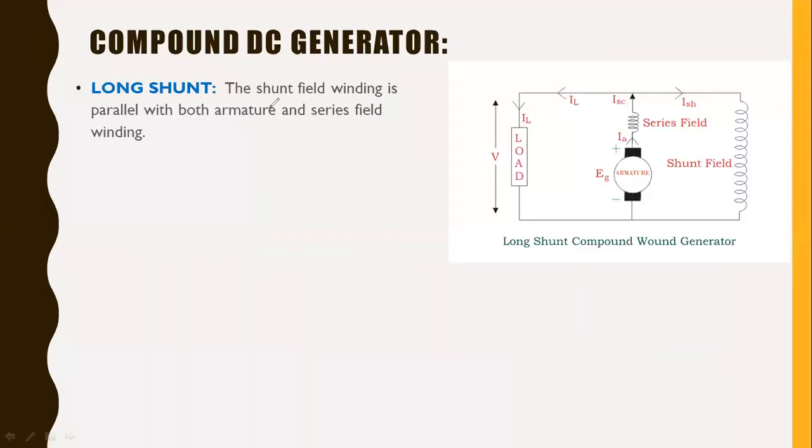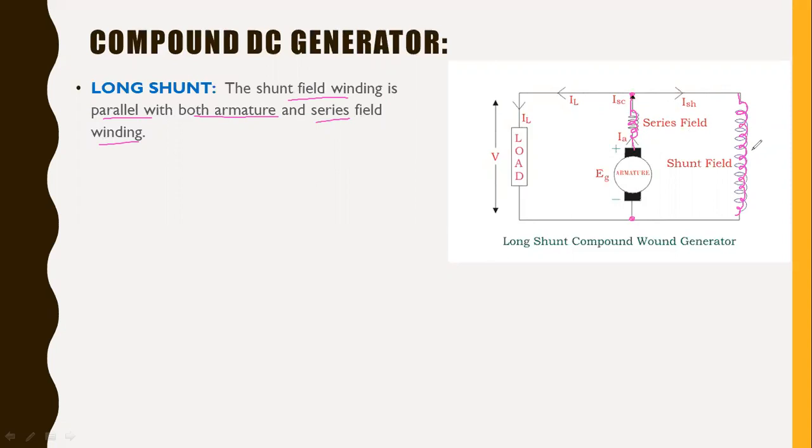So in case of long shunt, the shunt field winding is connected in parallel with both the armature and the series field winding. If you see here, this is the shunt field winding, and this field winding is connected in parallel with the combination of armature as well as the series field winding. This is the series field winding. It is connected in series with the armature, and across this whole combination we connect the shunt field winding. Such a type of DC generator is called a long shunt DC generator.